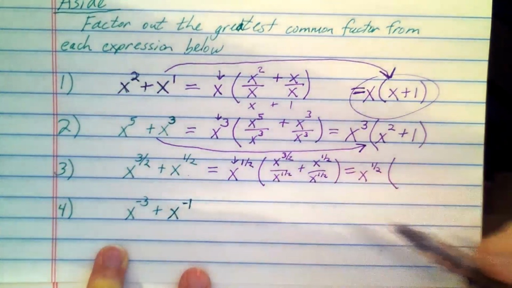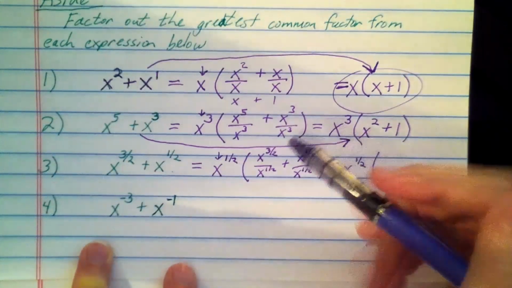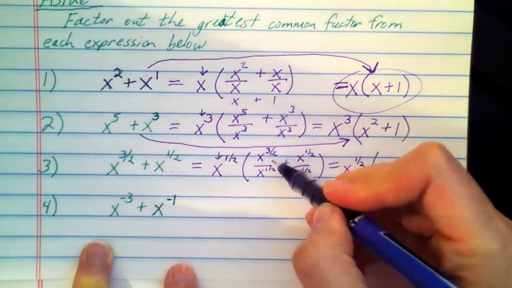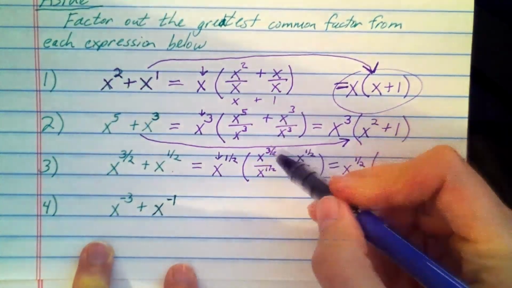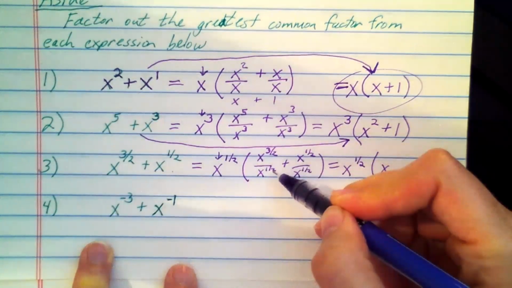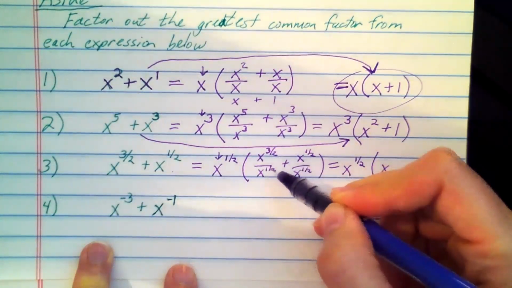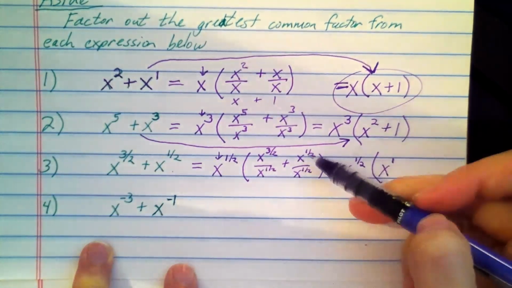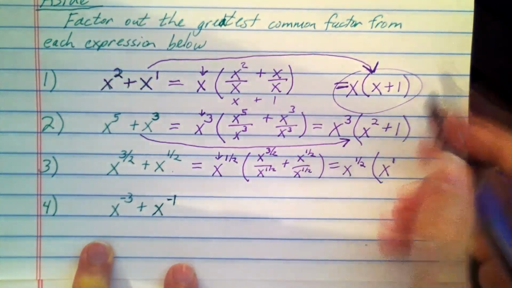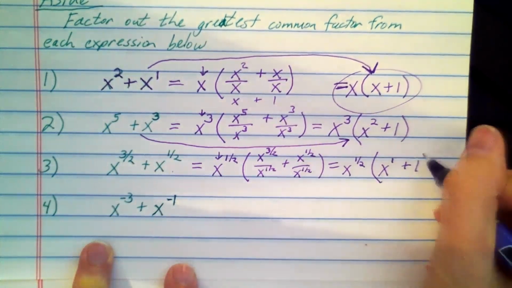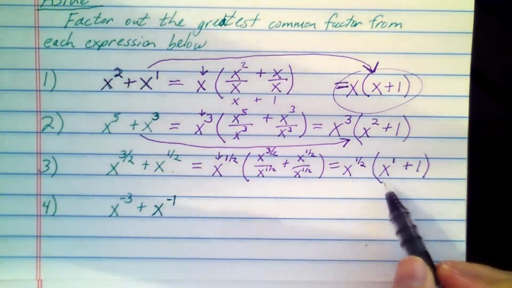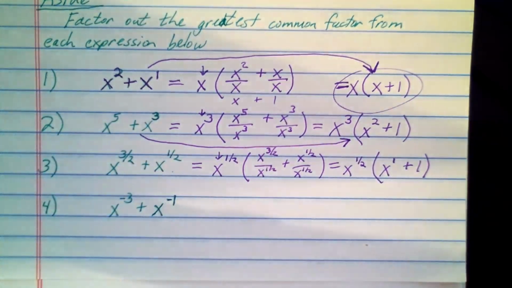But inside the parentheses, I've got a division going on. X to the 3/2 divided by x to the 1/2. We have laws of exponents going here. This becomes x to the 3/2 minus 1/2. 3/2 minus 1/2 is 2/2, or 1. X to the 1/2 divided by x to the 1/2. Anything divided by itself is 1. So you get this sort of factorization, x to the 1/2 times x plus 1.